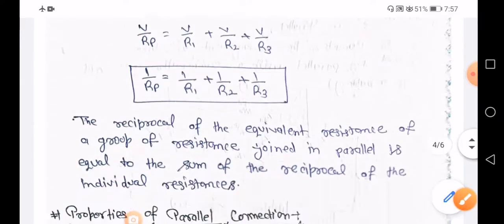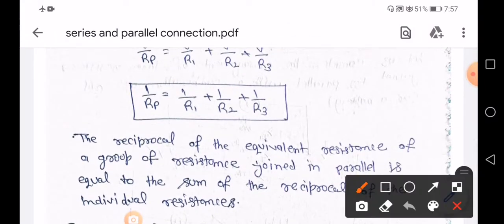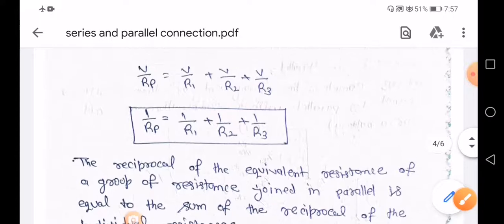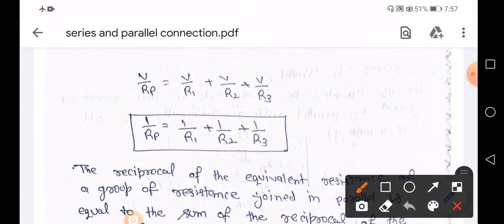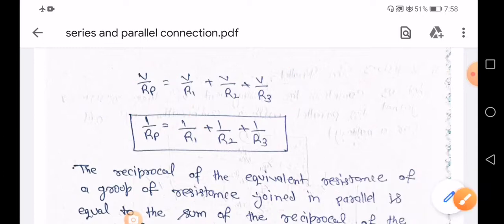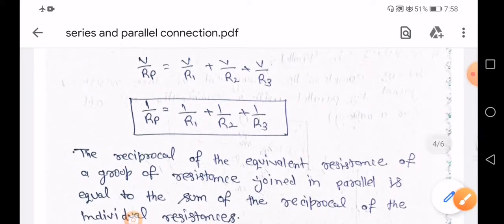Putting all these equations into equation number 1, you get this formula. Voltage is common, so after taking voltage common it cancels. Then 1 by Rp is equal to 1 by R1 plus 1 by R2 plus 1 by R3. What is this formula saying? If multiple resistors are connected in parallel, we find the equivalent resistance Rp through this formula.